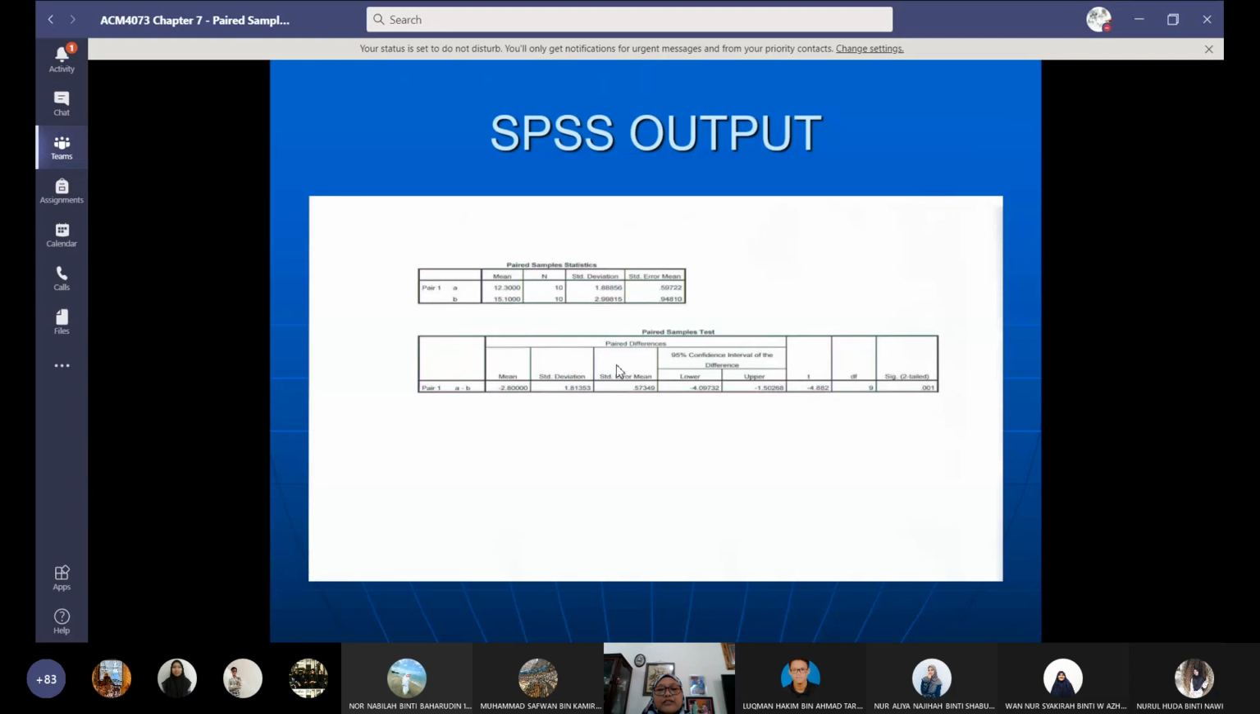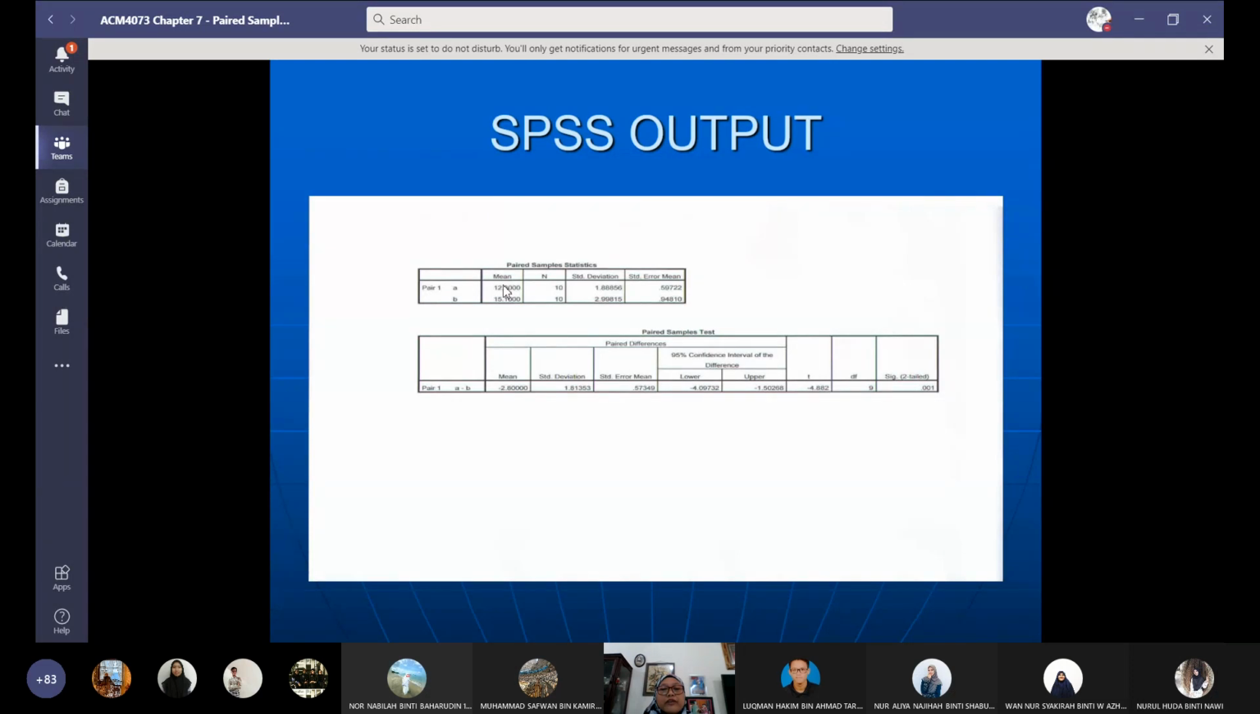The first thing, you need to look at the significance value. Here we have 0.01, which is less than 0.05. What does it mean if it is significant? It means we need to reject the hypothesis. Reject the hypothesis means that there is a difference between pre and post, with the mean difference of 2.8.